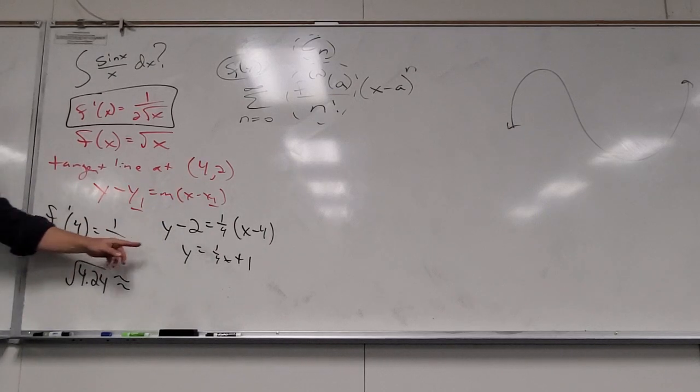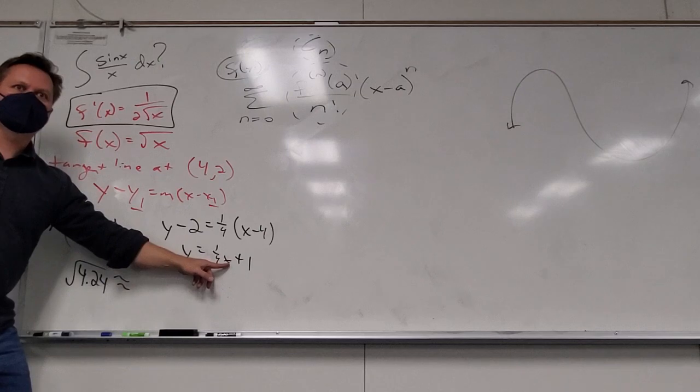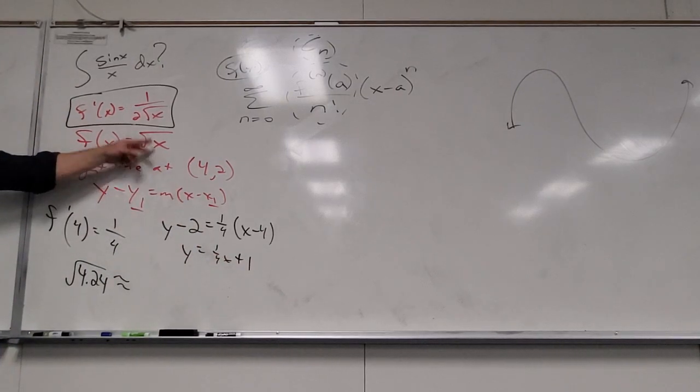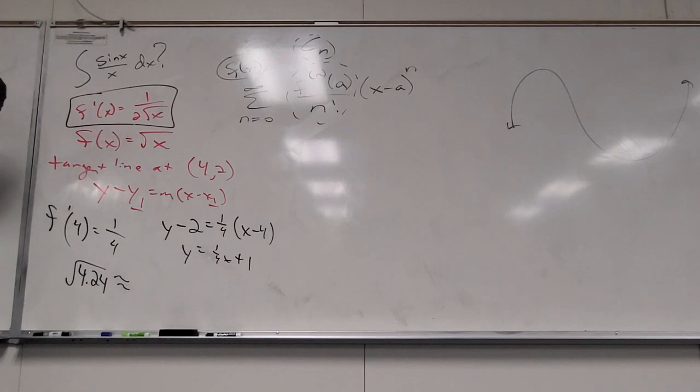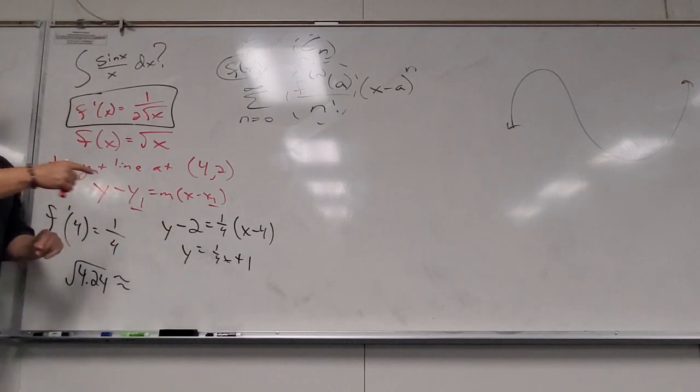At 4, this is perfect. What do you get when you put a 4 in? 1/4 of 4 is 1, plus 1, 2. And when you plug a 4 in, you get 2. So if you put the point you built the thing around in, it's perfect. The minute you get a little bit away from it, this thing curves and this thing doesn't, right?